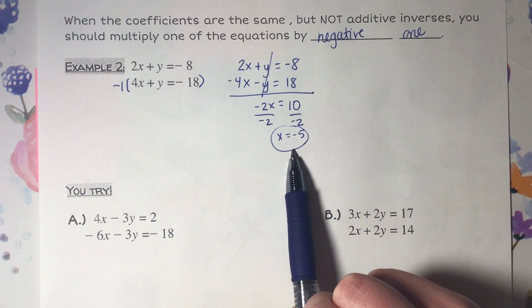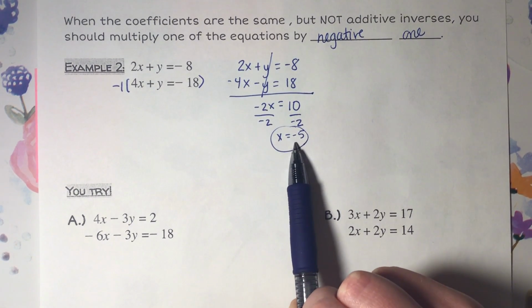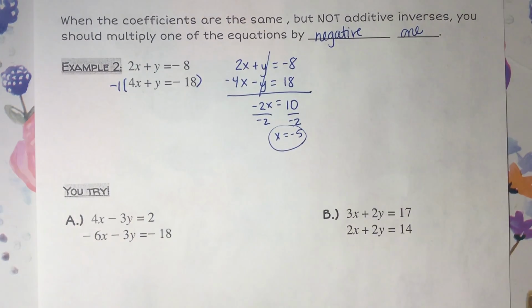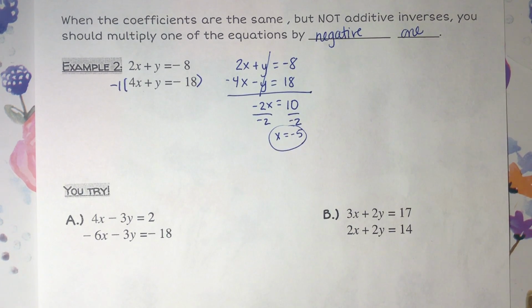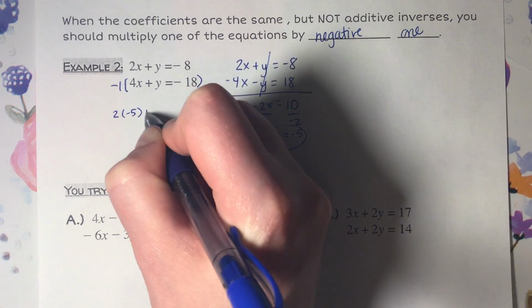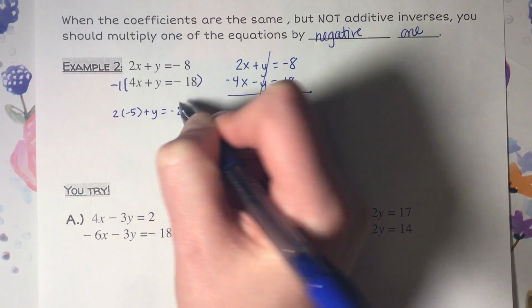Now that I know that x is equal to negative 5, I can take this value and plug it back in for x to figure out what y is. Remember, in a system of equations, we have 2 variables, so we need to solve for both variables. So I'm going to have 2 times negative 5 plus y, which is equal to negative 8.